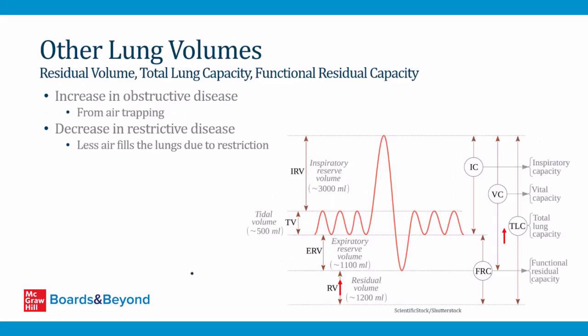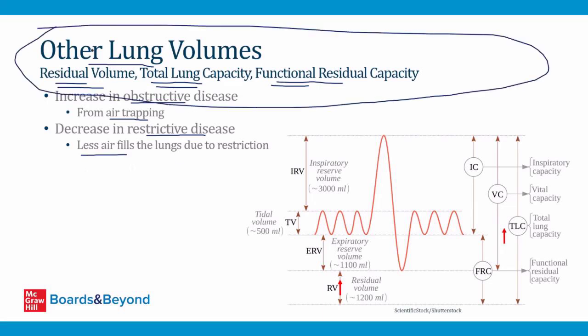Now, all those lung volumes on the last slide, like FEV1 and FVC, those spirometry volumes, they go down in obstructive lung disease. But the other lung volumes, like the ones listed here, they go up. So residual volume, total lung capacity, functional residual capacity, all of these increase in obstructive lung diseases like COPD. That's because air is trapped inside the lungs and can't get out. Therefore, you have a higher residual volume, a higher TLC, and a higher FRC. The opposite happens in restrictive diseases, which I talk about in another video. In those conditions, less air fills the lungs, and this leads to lower lung volumes like the ones listed here.